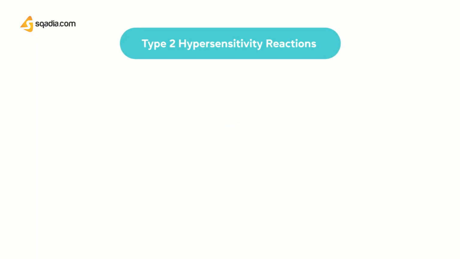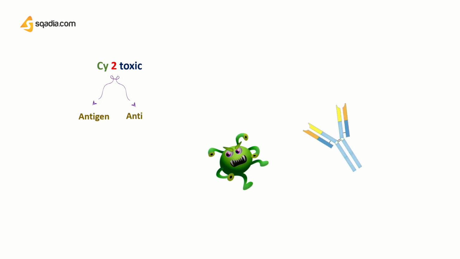Okay, so coming to type 2 hypersensitivity reactions. Now, these are cytotoxic or antibody mediated. You can remember this as type 2 can replace the word cytotoxic. And it consists of two components, the antigen and the antibody. So in type 2 hypersensitivity reactions, antigen on the cell surface combines with either IgG or IgM antibodies instead of IgE antibodies that were observed in type 1 hypersensitivity reactions.